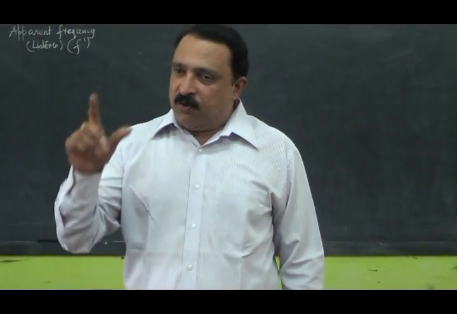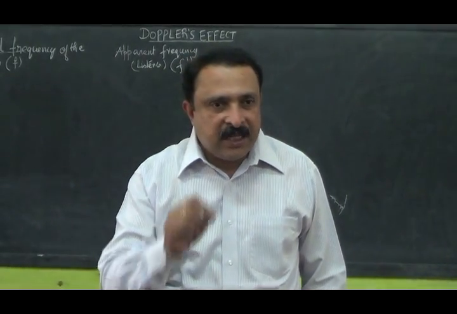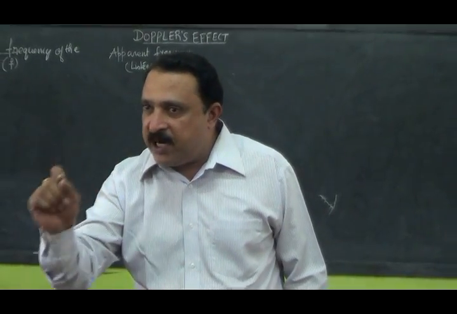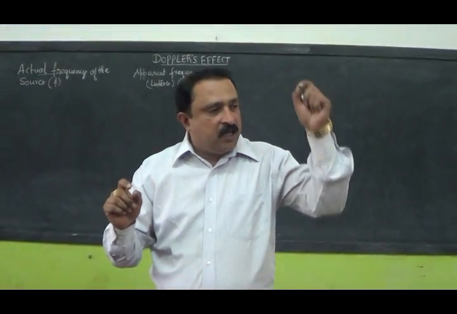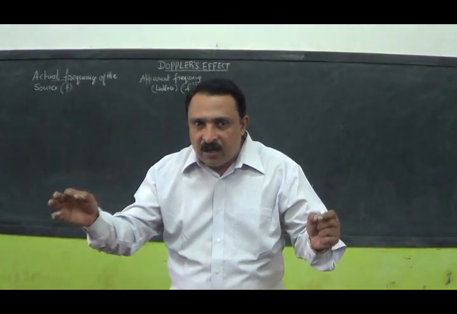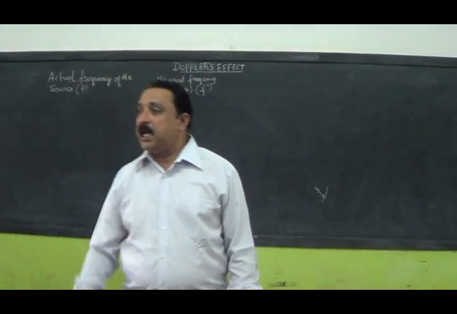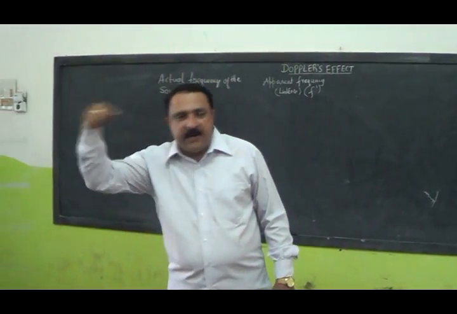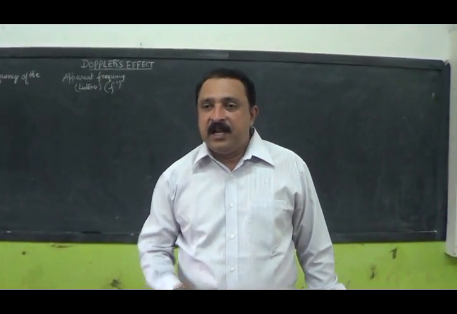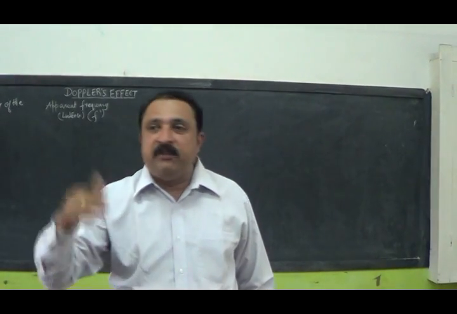So remember how to define Doppler's effect. Doppler's effect can be defined as the change in the apparent frequency when the source and the listener or the observer are in relative motion. I repeat once again, the change in the apparent frequency. It is not actual, it is apparent. The word apparent means something which is not true.